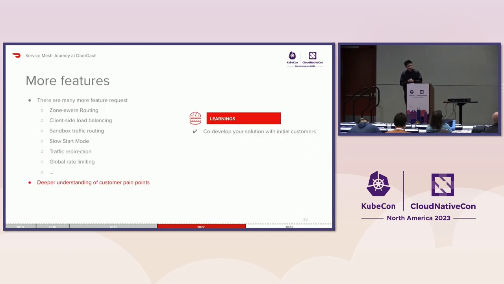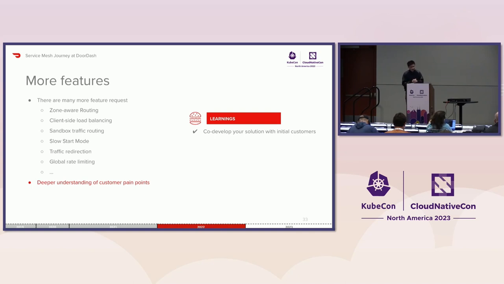It turns out zone-aware routing was just the beginning. We co-developed many more features with our initial customers throughout the year. This process helped us get a deeper understanding of our customer pain points and helped us prioritize additional features beyond those initial reliability-related features. In our case, many use cases we heard were related to traffic management, with a very particular focus on header-based routing, load balancing, and traffic policy. So today, all these features are in production.